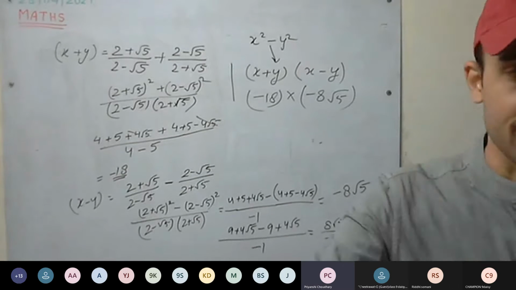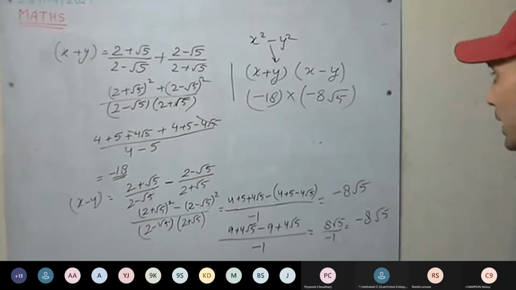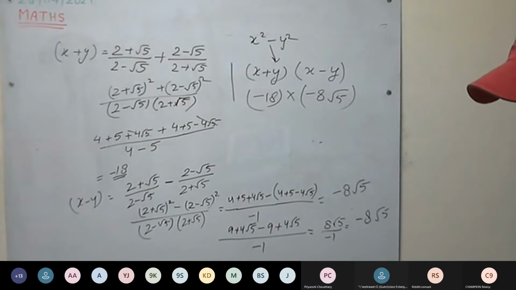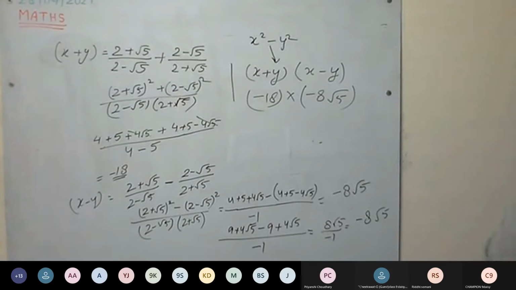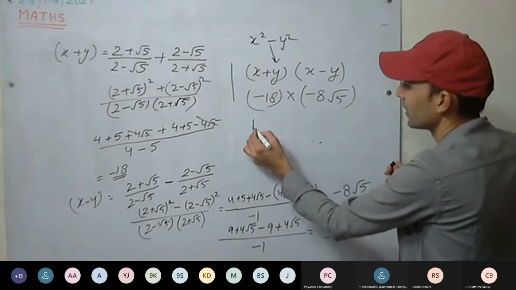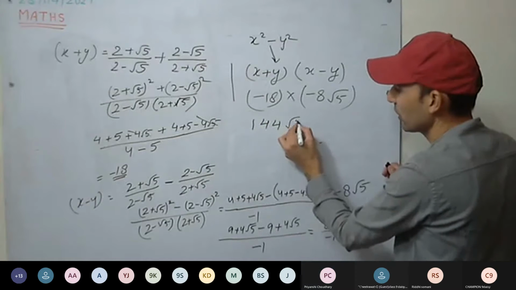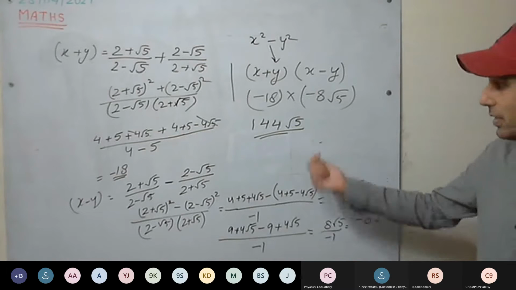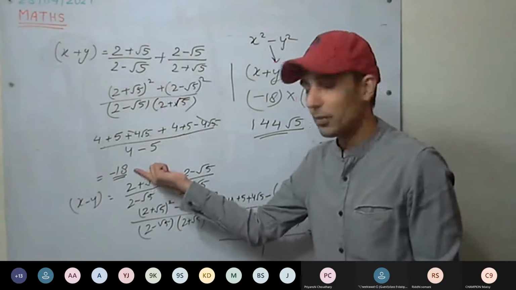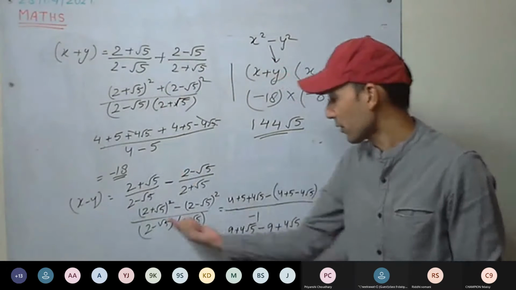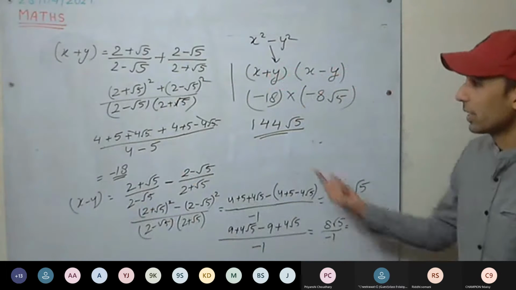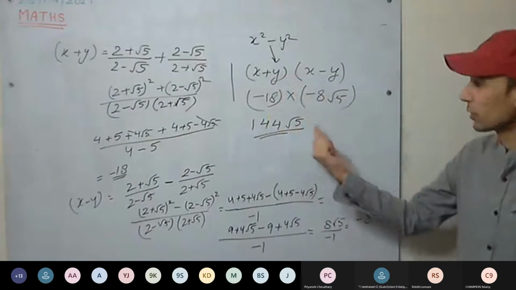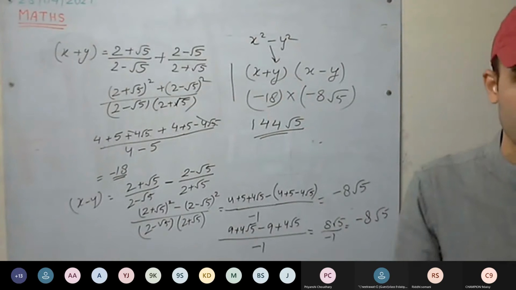Multiply them. So minus into minus will be plus, and 18 into 8, how much? 144. So 144 root 5. You have got the answer? X plus y we have solved, x minus y we have solved, and now we just multiply them. We got the answer. Okay.